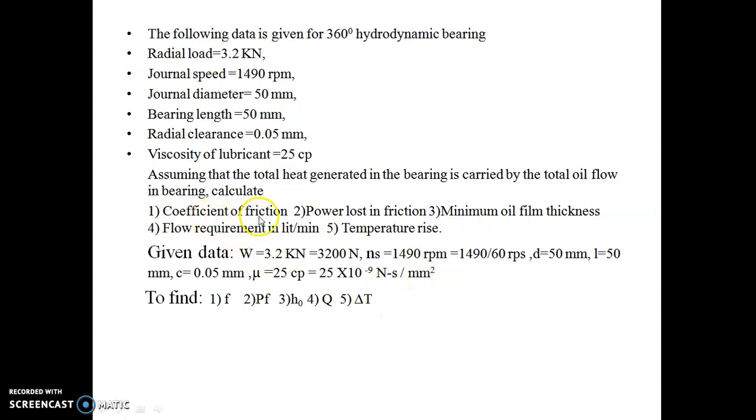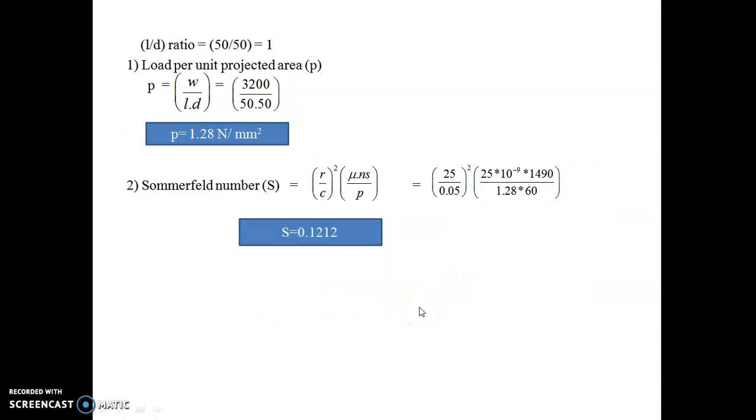To calculate: coefficient of friction F, power loss in friction PF, minimum oil film thickness H0, flow requirement in liters per minute Q, and temperature rise delta T. First of all, we will calculate L by D ratio, that is 50/50 equal to 1. Now we will calculate load per unit projected area, which is required for calculating Sommerfeld number. So P equal to W upon L into D, that is projected area. So 3200/(50 into 50), P equal to 1.28 Newton per mm square.